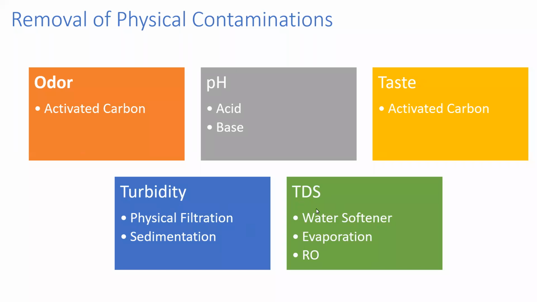For TDS, which is total dissolved solids, we use a water softener. And in villages, when we didn't have anything, we generally used to do evaporation. And then RO is the latest technology, which does the kind of evaporation thing, but it uses the latest technology. So we'll understand those technologies in detail.